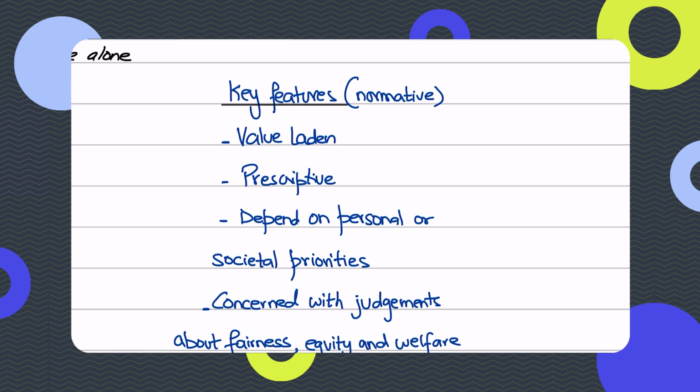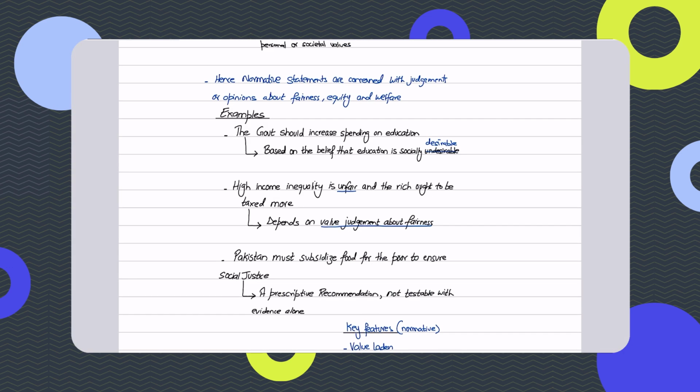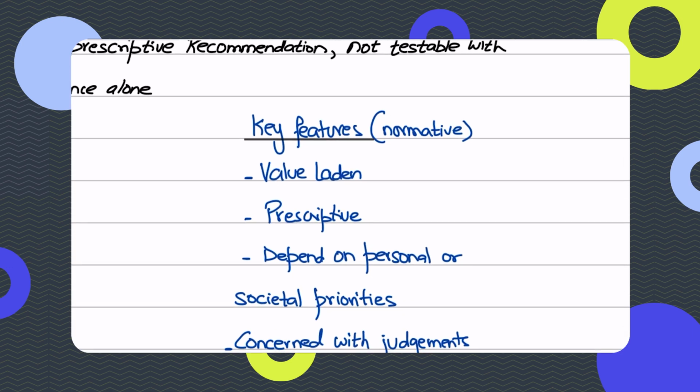Or I could say, you know what, you shouldn't be studying from this particular college or teacher because he or she is not that good. Again, a prescriptive recommendation. It has a value attached to it. It's a judgment, a normative statement. So it depends on personal or societal views about what you consider fairness, equity, or welfare, right? That's why we're saying these are basically judgments. That is the key difference between positive and normative statements, guys.